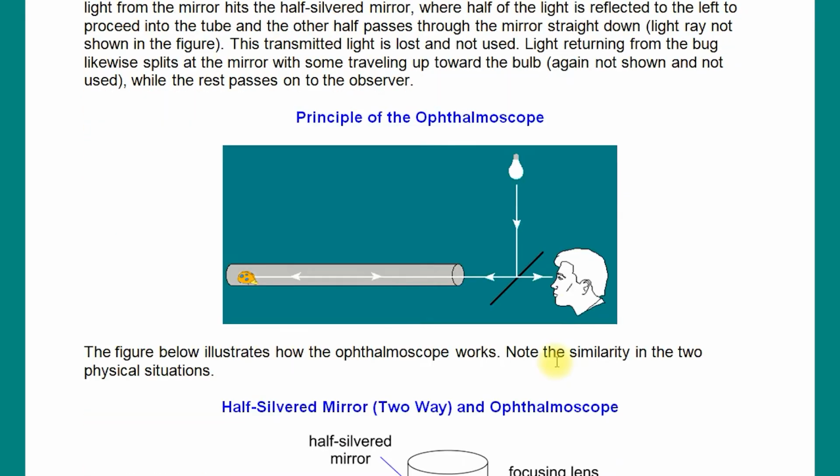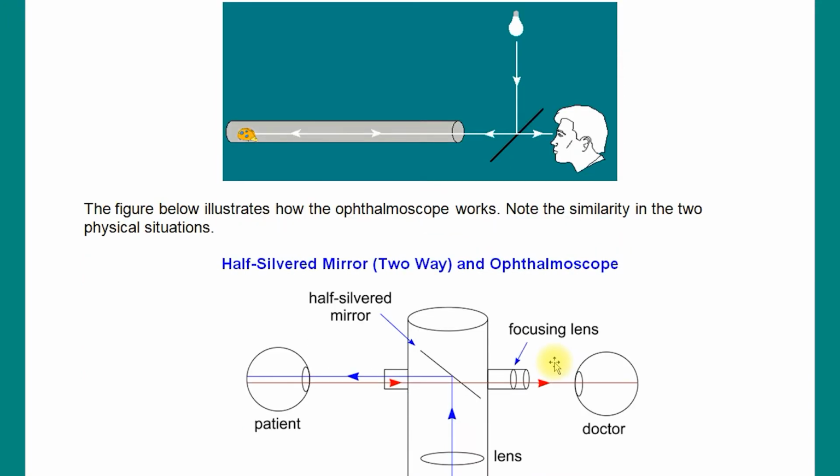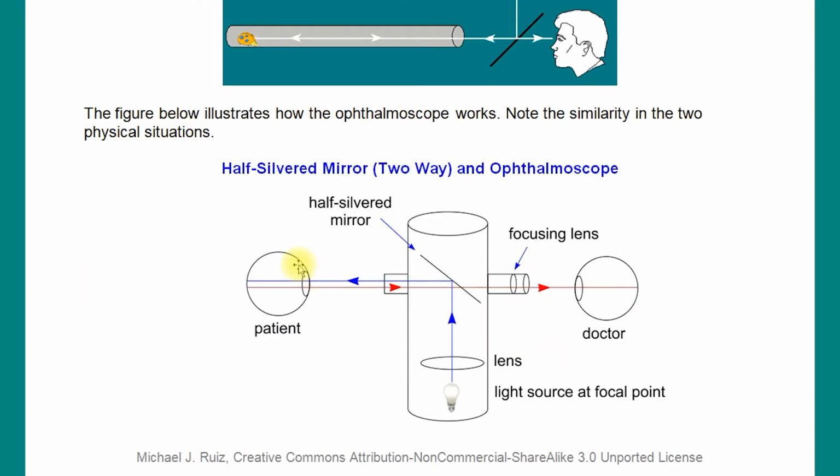So this is how we can look at this invention, the ophthalmoscope, where you replace the bug with the patient, and the patient's eye here, the retina's back there, and then here the light is placed at the focal point of this lens so that the rays go out parallel. Some go straight up, but then half go this way, go into the eye, reflect back, and then come this way through the half-silvered mirror. Some will reflect back down. And then here there's some lens to help focus on what you're looking at, and the doctor. So very, very similar to the bug problem.